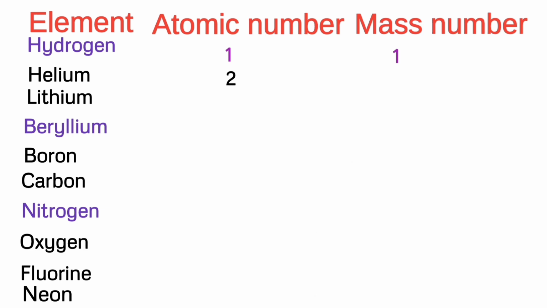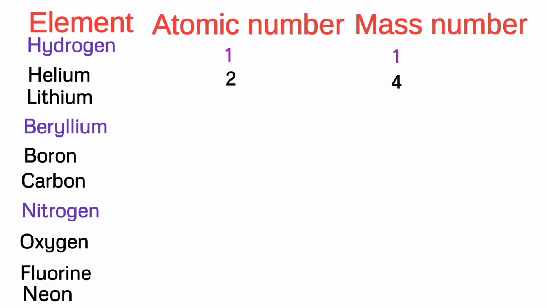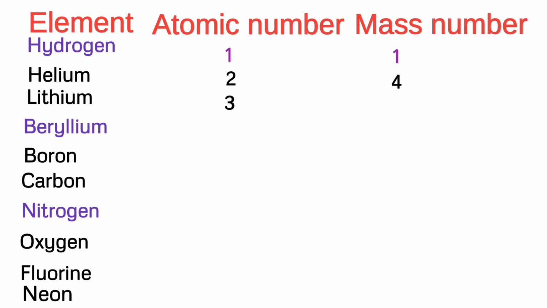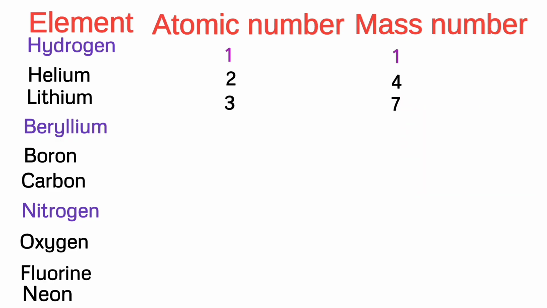According to our trick, even numbers we multiply by 2. 2 is an even number, so we are going to multiply the atomic number by 2. 2 times 2 will give us 4. So the mass number of helium is 4. Let's move on to lithium, the third element on the periodic table. Its atomic number is 3. 3 times 2 is 6 plus 1 is 7. So the mass number is 7.